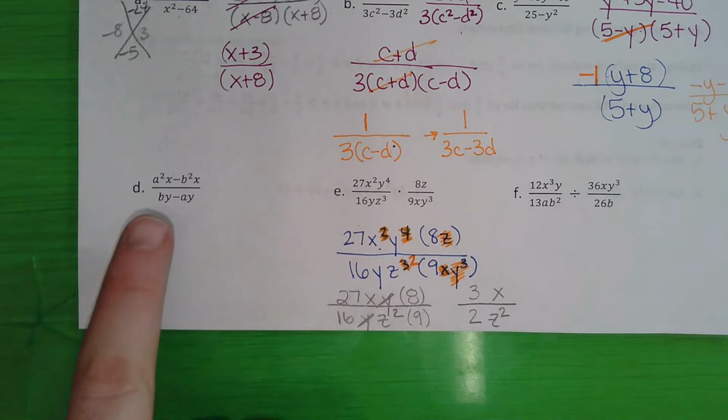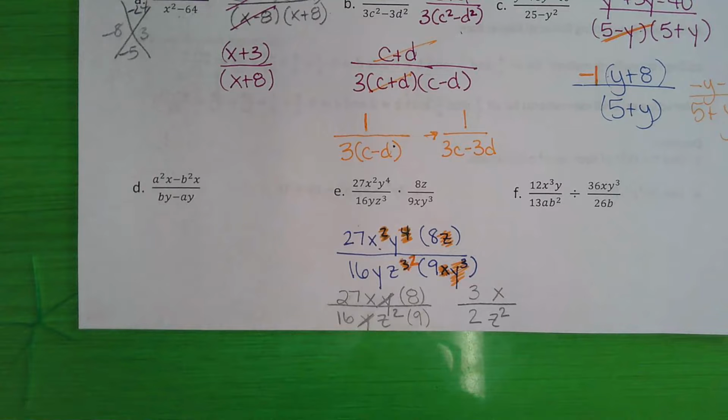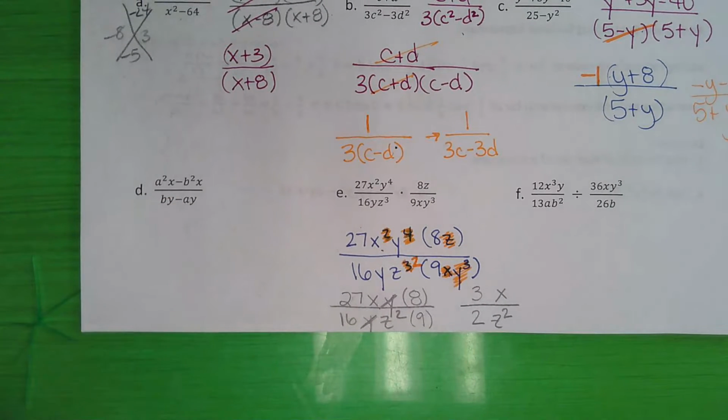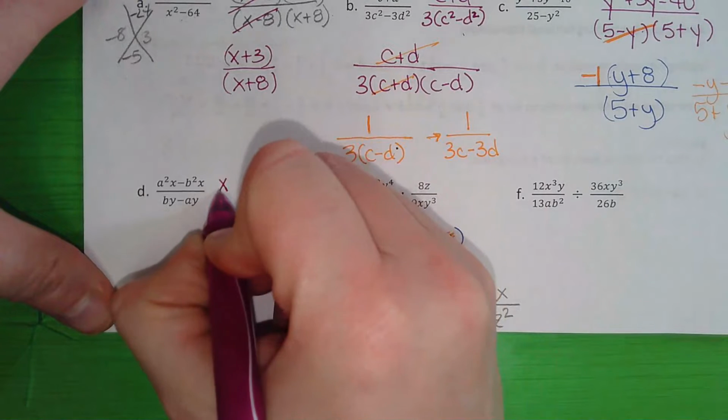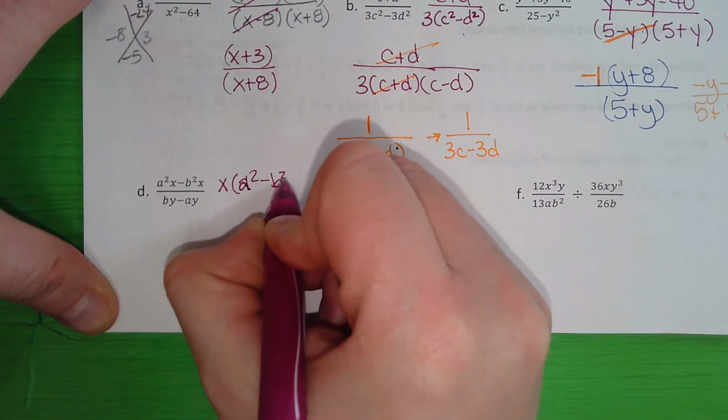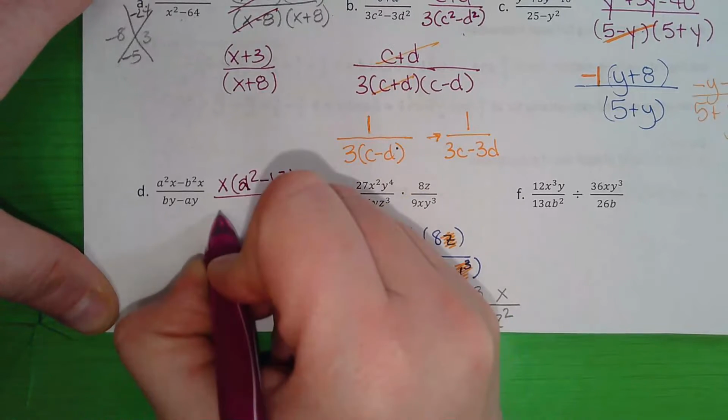This first example we're going to do is show what happens when you have factoring of a common factor that needs to come out. So a squared x minus b squared x, they both share an x, so we're going to pull an x out. Whoops, a squared minus b squared. And then the bottom has a y.